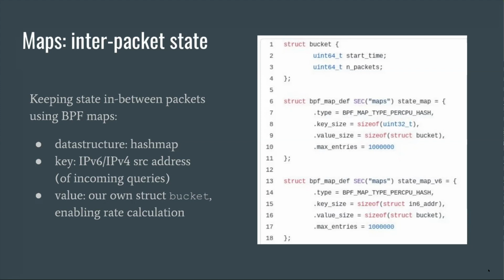So the two things that we'll see: we do the state keeping, so keeping state in between packets. If you ever worked with other programmable data plane technologies, you know that this can be cumbersome and tricky. But the good thing here is it's normal C. We have created our own buckets wherein we keep track of the start time and the number of packets. And we attach that to a key, which is, in our case, a v6 or v4 source address. And now we can just count.